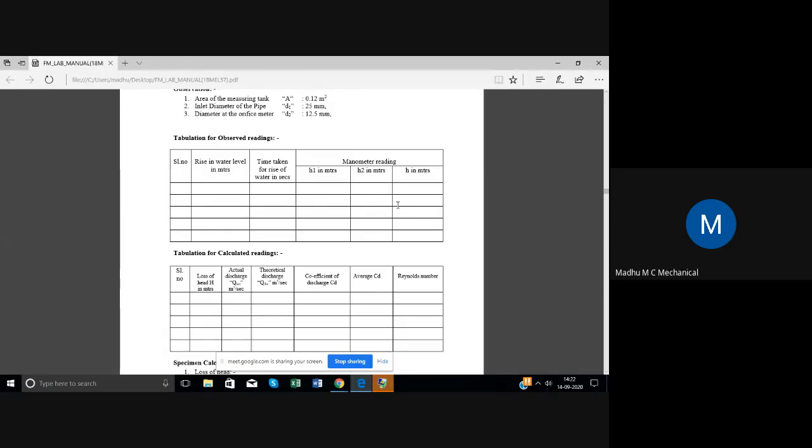I'm sending it now. Whatever sheets you are doing the calculation in, you send it to the... I have made one separate sheet called FM Lab B3 batch. So put it in that group. Put it in that Google Classroom code. Okay.